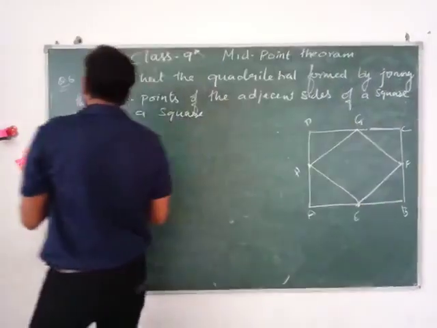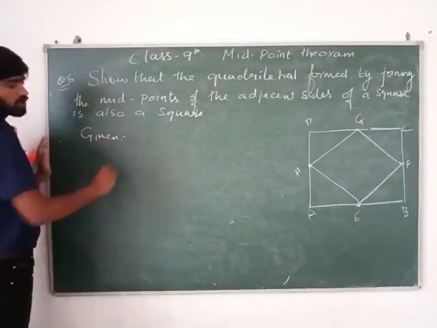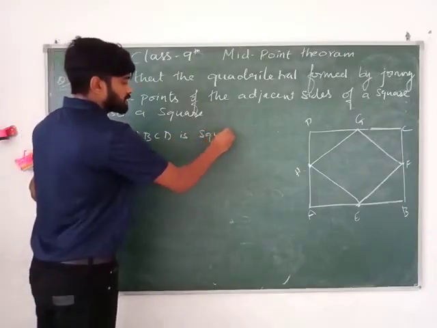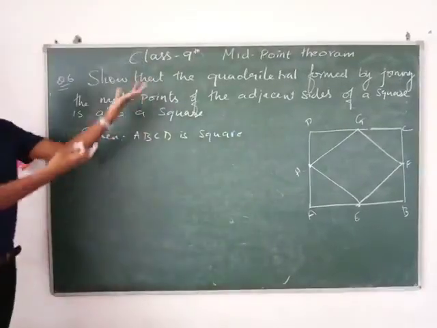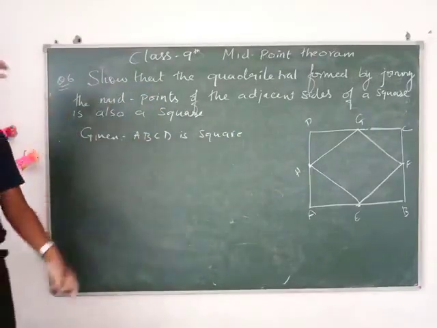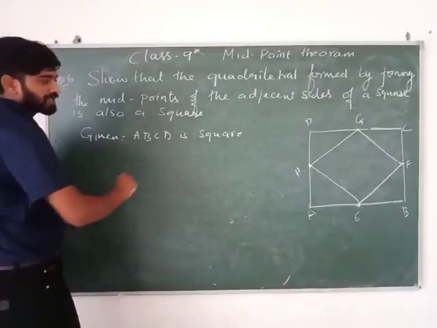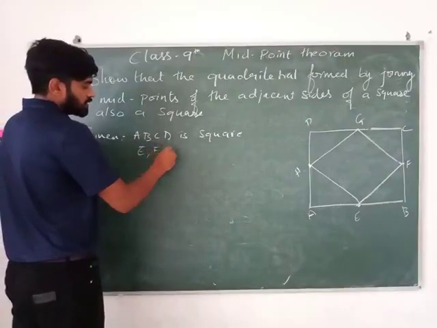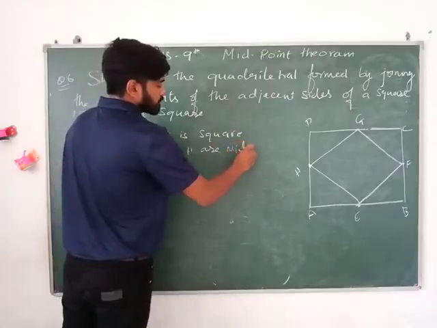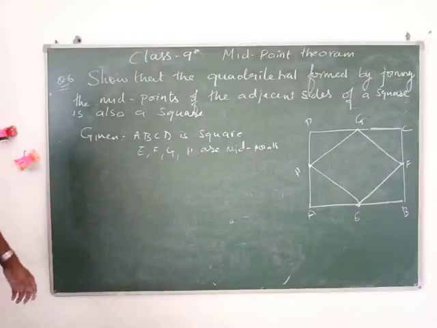So what I will do, I'll write given. What is given to me? Given is that A, B, C, D is a square. This is what is given to me. If you read the question again and again, you'll understand that a square has been given to you. That's A, B, C, D is a square. And also one more thing, they have said that E, F, G and H are the midpoints. It means the midpoints are also given to you.